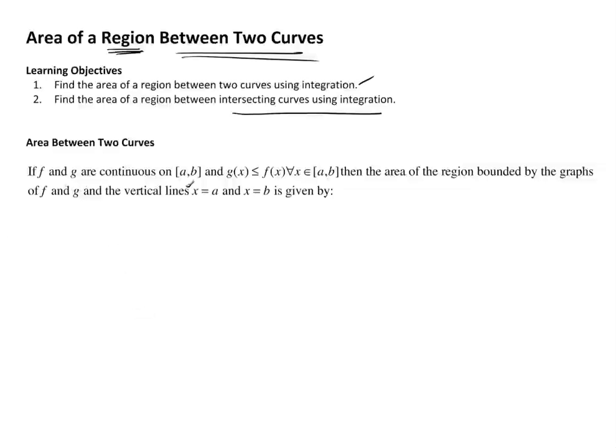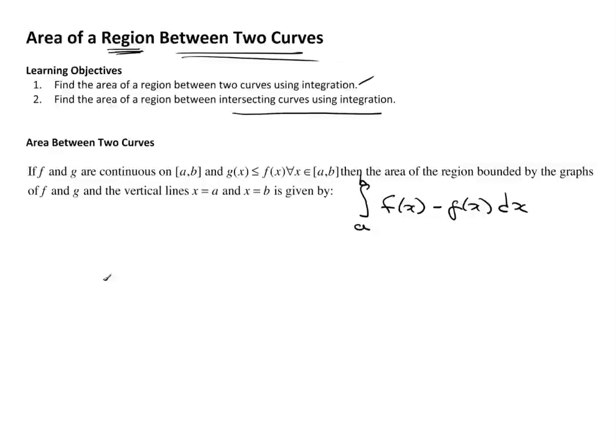If f and g are continuous on the closed interval from a to b, and g of x is less than or equal to f of x for all x on this interval a to b, then the area of the region bounded by the graphs of f and g and the vertical lines x equals a and x equals b is given by the integral from a to b of, so g of x is less than f of x, so I'm going to take f of x minus g of x dx. That's how I'd find the area between the curves f of x and g of x between a and b when f of x is greater than or equal to g of x on this entire interval.